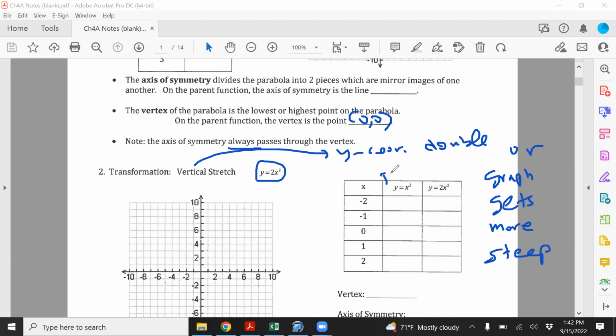So this is the parent right here, and this is the new graph right here. Actually, let me change colors. So this right here is the parent, the x squared, and that's the new. We already know this is 4, 1, 0, 1, 4. But the new graph will be 8, 2, 0, 2, 8. Do you see how the y coordinates got doubled? As they should. We multiply by 2. So when you do the new graph, it looks like this.